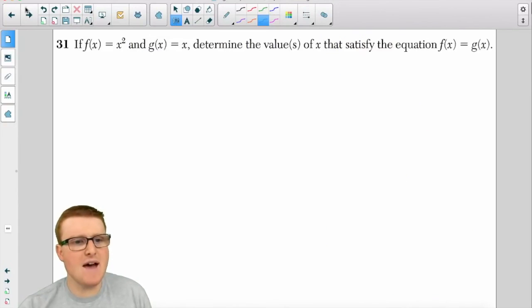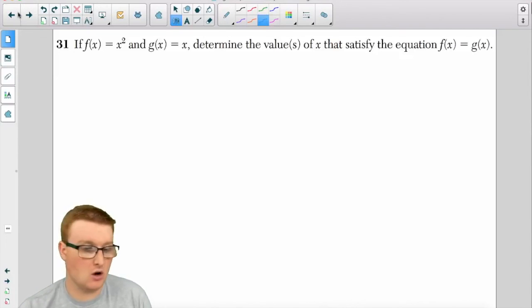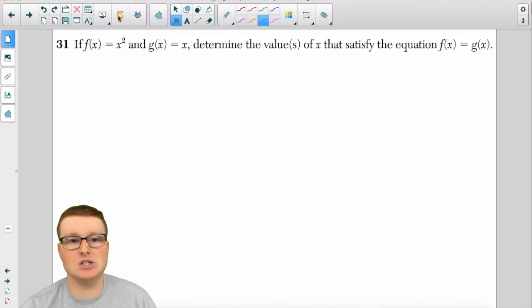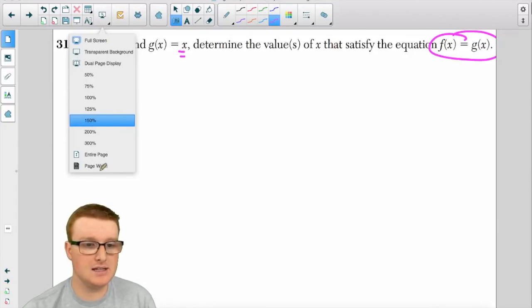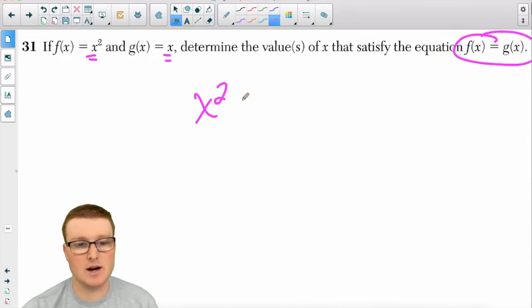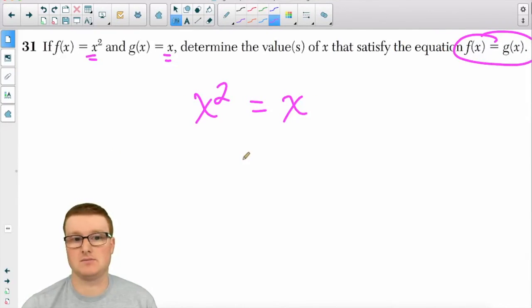Okay. If f of x equals x squared and g of x equals x, determine the values of x that satisfy the equation f of x equals g of x. Oh my god. Can it get any easier than this? This is not bad. You're just taking these equations and you're setting them equal to each other. Easy peasy. So we're taking x squared equals x.